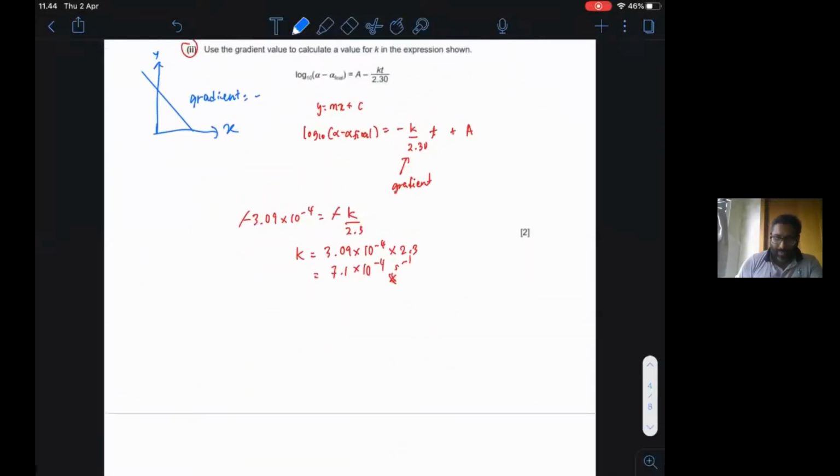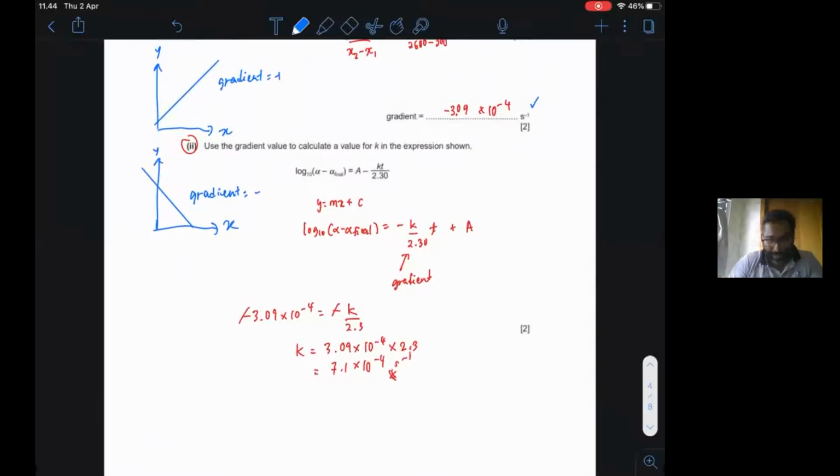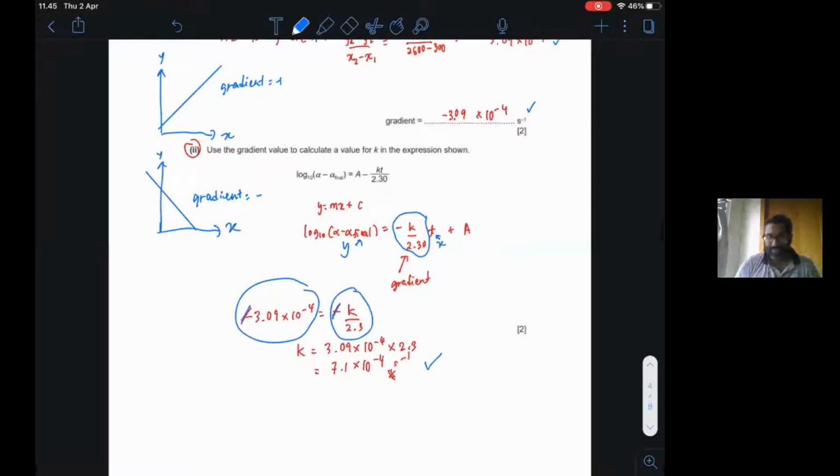Now, they ask you to use the gradient value to calculate the value of k in the expression shown just now. I also wrote for you y equals mx plus c. So if this is y, this is going to be your x-axis. The gradient is going to be represented by this. So my negative value equals negative k over 2.3. When I cancel the negative, for k you will get a positive value.